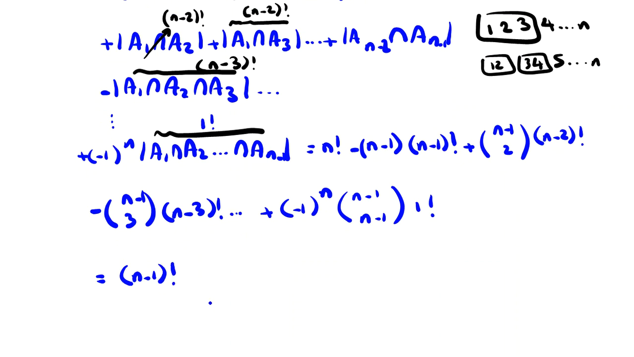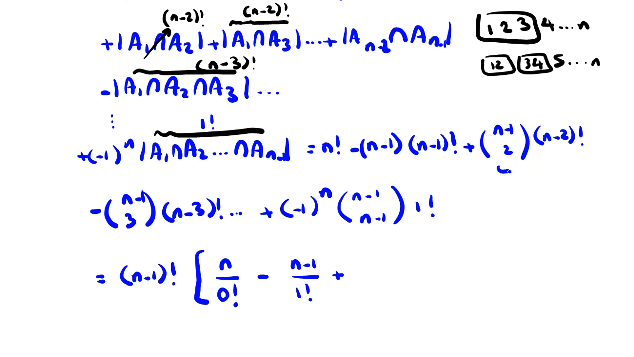If you factor, the first one will be n over 0 factorial, minus n minus 1 over 1 factorial, plus here n minus 1, it is what? n minus 1 times n minus 2 over 2 factorial.